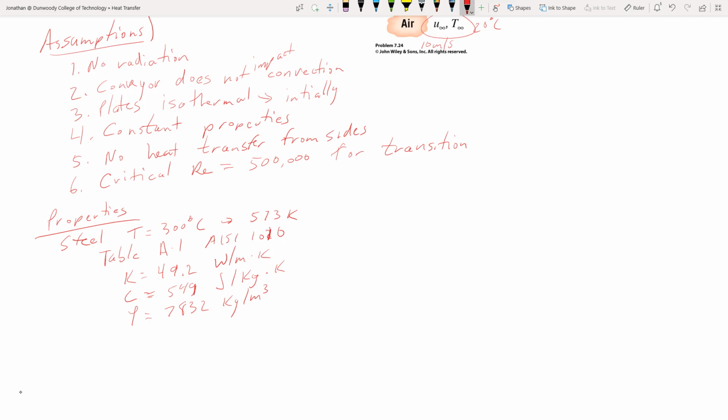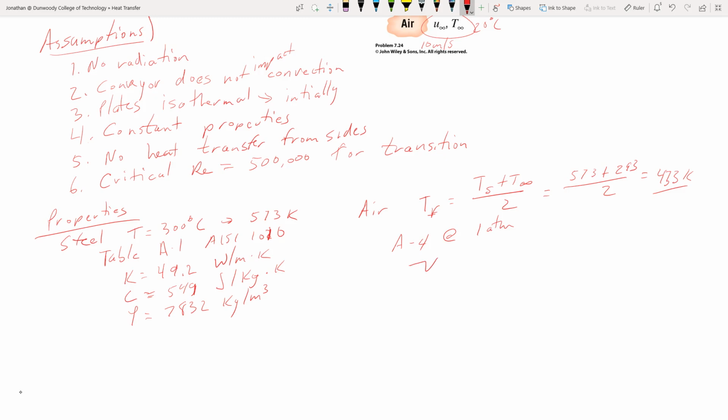For air, we're going to look at that film temperature. It's going to be Ts plus T infinity over 2. So we get 573 plus 20, plus 293, over 2. So our film temperature for that is 433 Kelvin. This is from table A4 at 1 atmosphere.